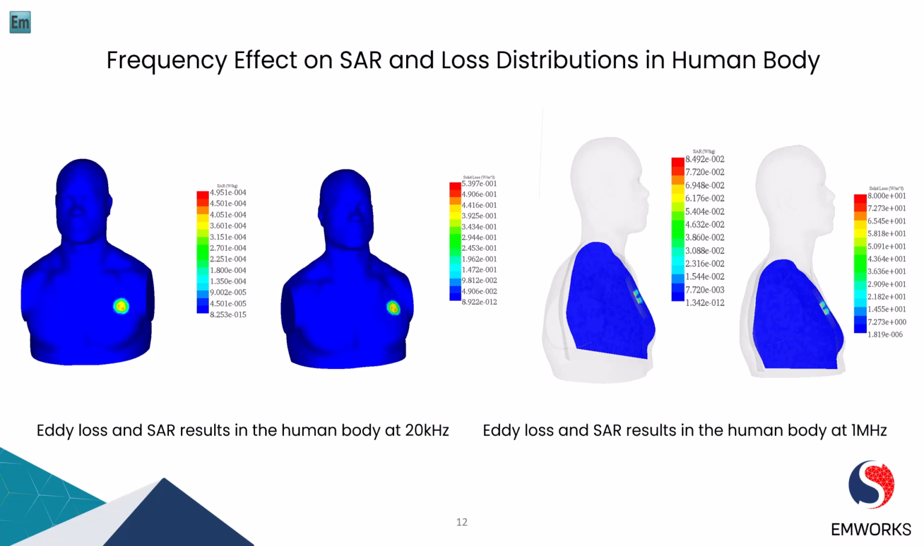Now let us take a look at the eddy losses and SAR results in the human body at 20 kHz. And as we can see from the graph, the eddy losses and SAR values are relatively low for 20 kHz. This means that as the frequency increases, the eddy losses and SAR values also increase, which can lead to potential health hazards in these devices. Therefore, it is crucial to consider the frequency effect on SAR and loss distribution while designing the system.